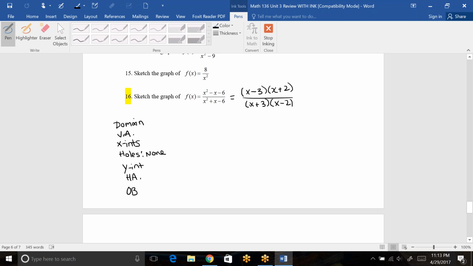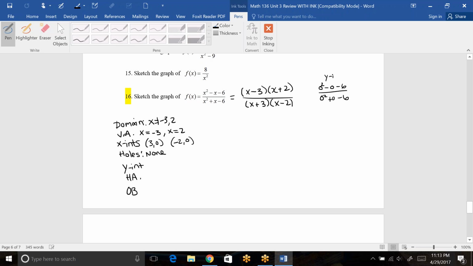So for domain, that's anything, even if it cancels, anything in the bottom that causes something as an issue. So that would be a -3 for the first part and a +2. Now, since neither one of those canceled out, they are both vertical asymptotes. So anything that's still in the bottom after reducing is a vertical asymptote. Anything on top that doesn't cancel out is an x-intercept, and you set those equal to 0, and remember it's an ordered pair. So this would be 3, 0 and -2, 0. You find the y-intercept by plugging in 0 for all of the x's.